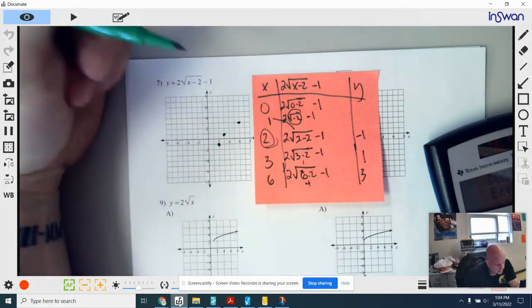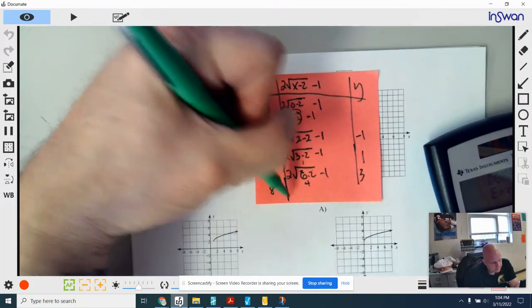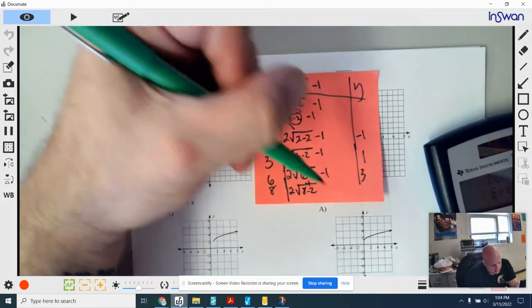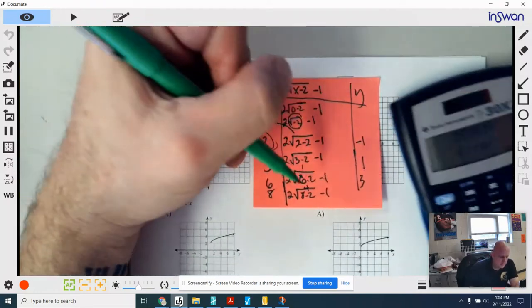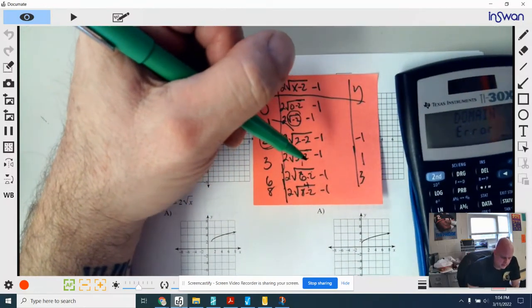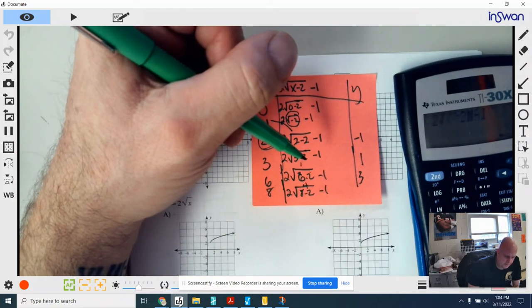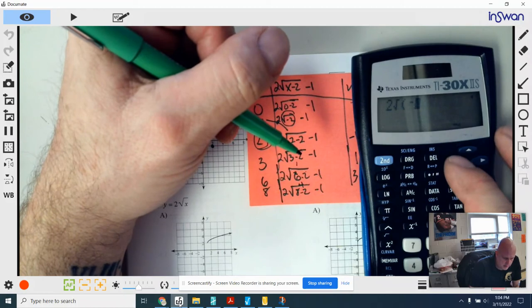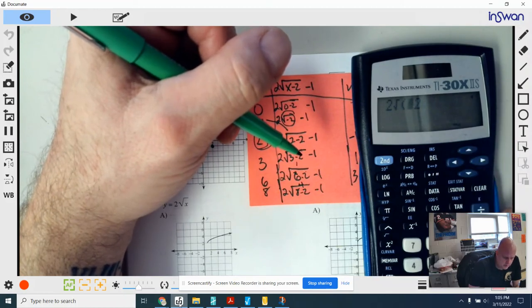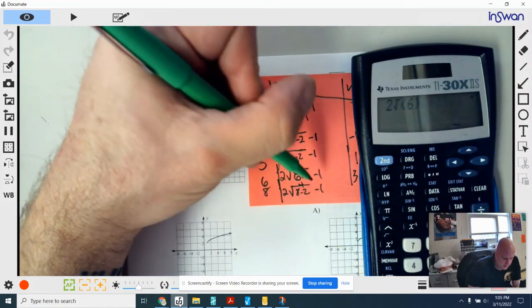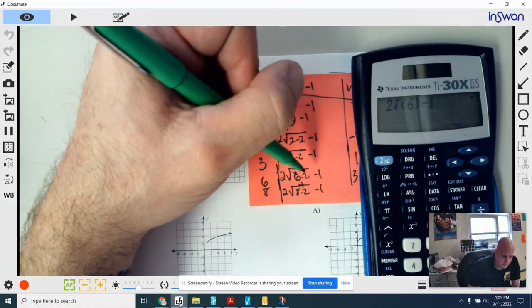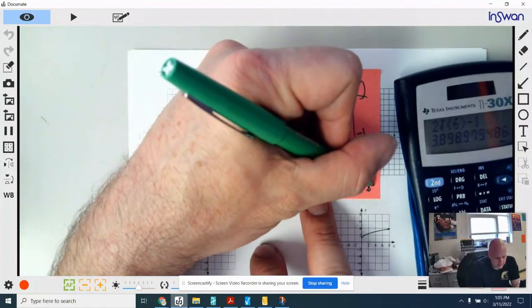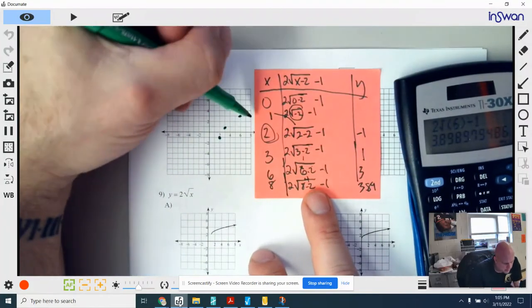So now I'm going to do just one more point. Let's do an 8. Okay, so 2 times 8, take away 2, minus 1. All right, 8 take away 2 gives you the square root of 6. So I have 2, and then the square root of 6, closing parentheses, and then minus 1. And we get about 3.89. So you plug in 8, you get about 3.89, very close to 4.